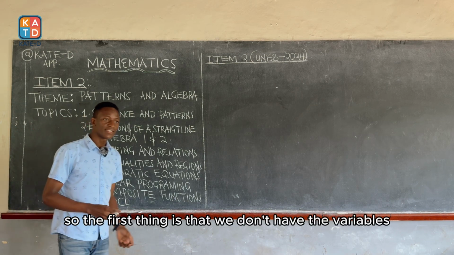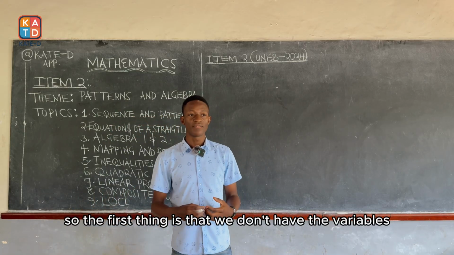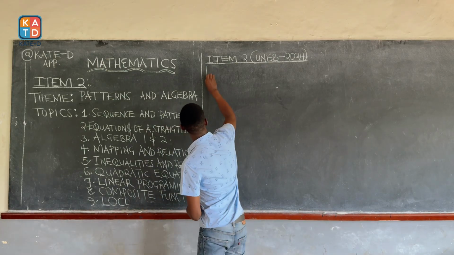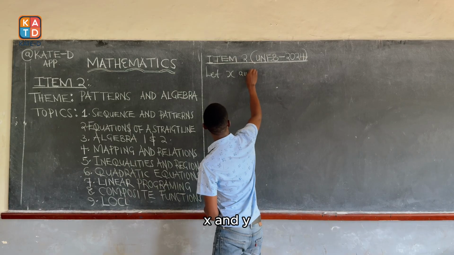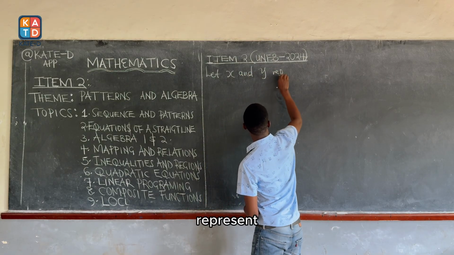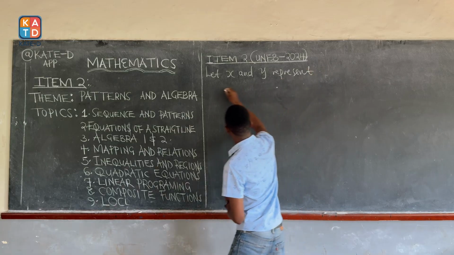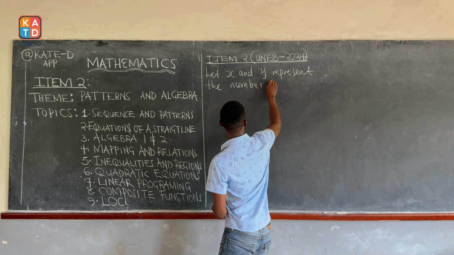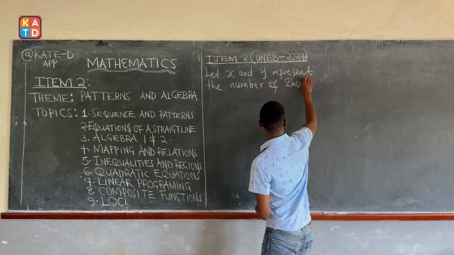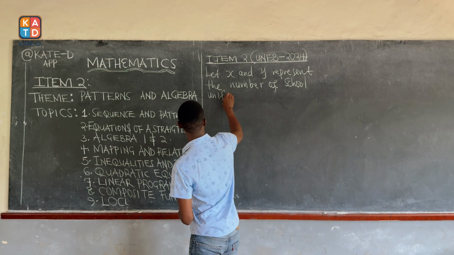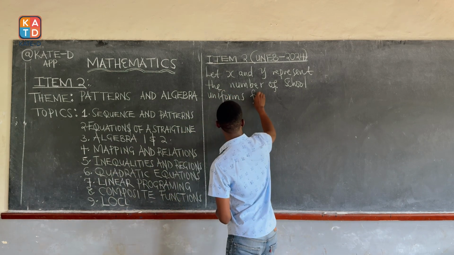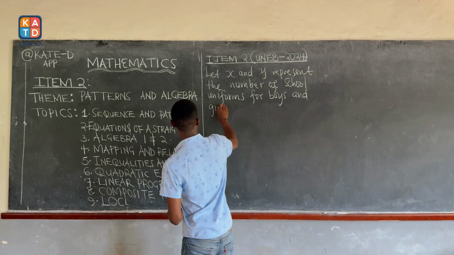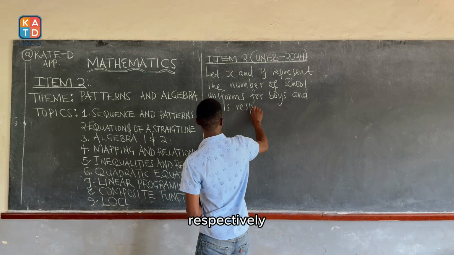So the first thing is that we don't have the variables. So what we need to do first is to let x and y represent the number of school uniforms for boys and girls, respectively.